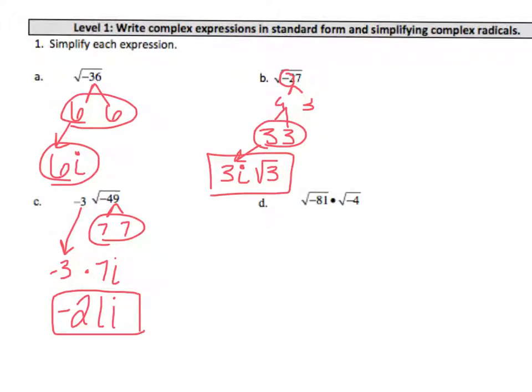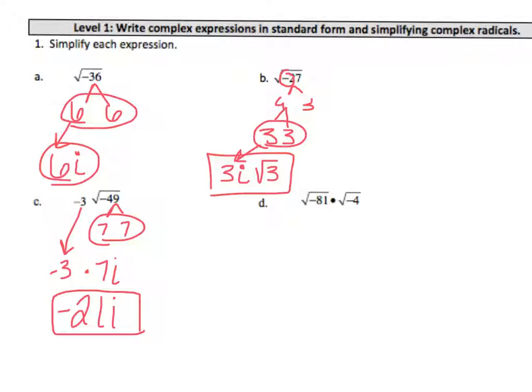Okay, and last one in D. In D, we've got two separate roots multiplied together. What we don't want to do is multiply them and then simplify. And the reason behind that is because if I multiply negative 81 times negative 4, that's going to become a positive, and that's going to get rid of the imaginary numbers, which is not necessarily true because I have an imaginary number with the negative 81 and the negative 4. So the imaginary number doesn't really technically go away, and the negative doesn't go away in this case.